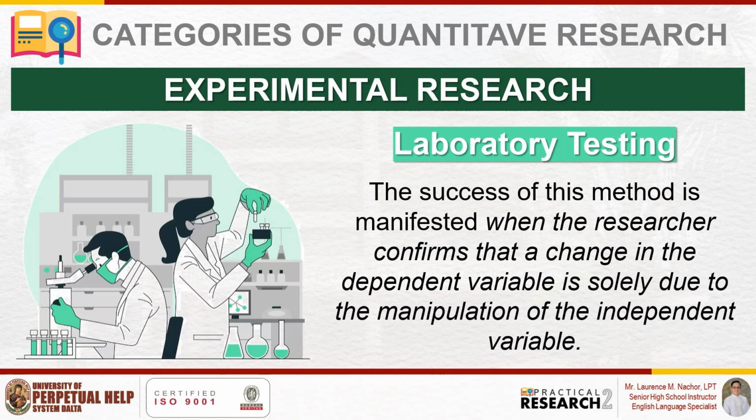Now, under experimental research, of course, there is laboratory testing. Success is achieved when we can show that changes in the dependent variable result solely from changes in the independent variable. Again, success is achieved when we can show that changes in the dependent variable result solely from changes in the independent variable. So, the manipulation of the independent variable.